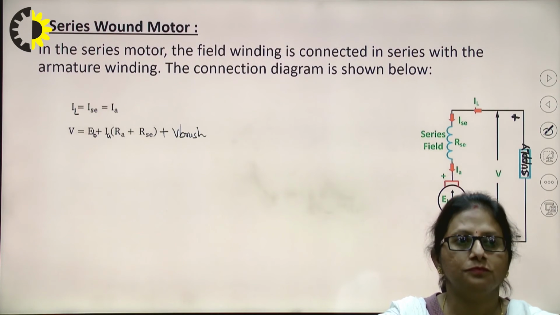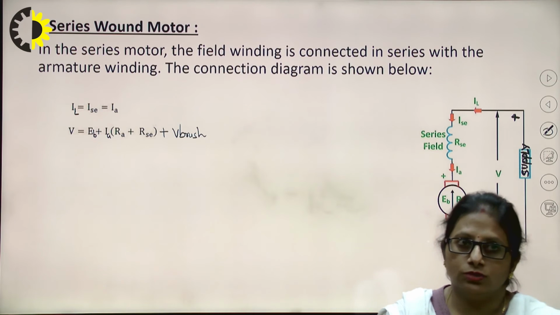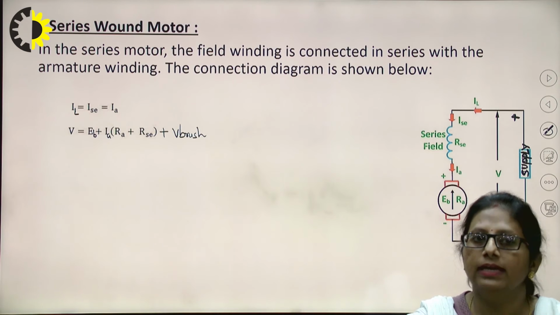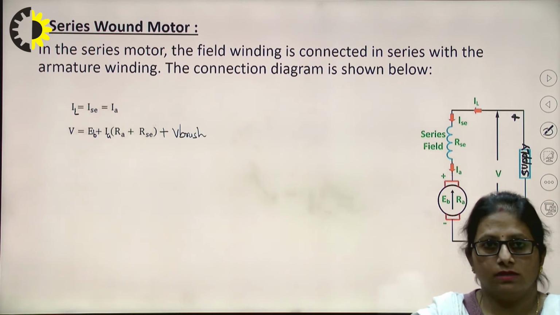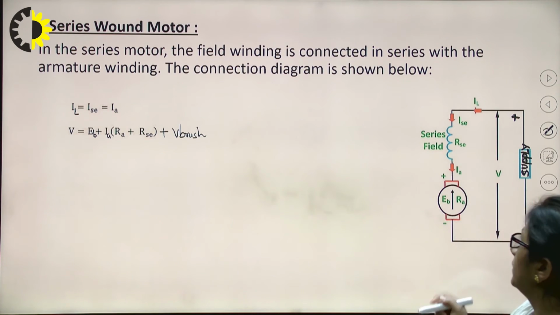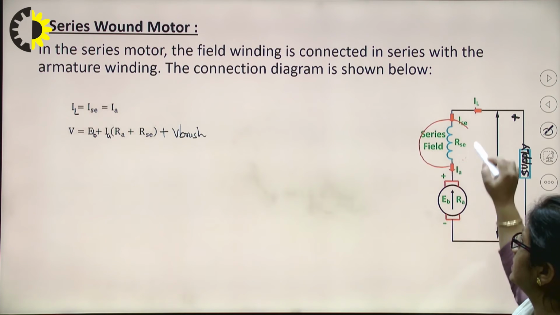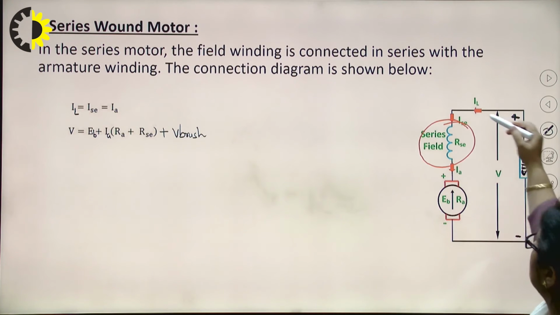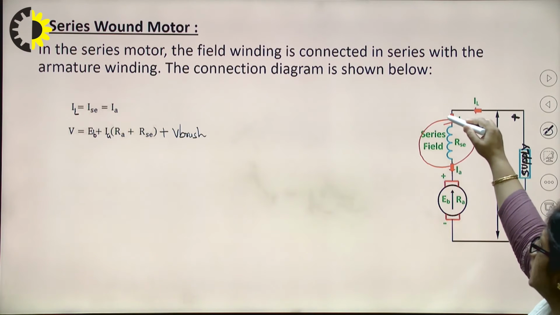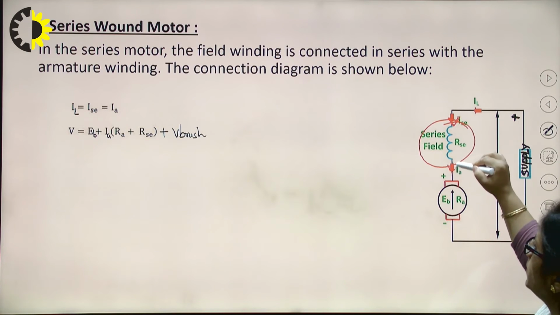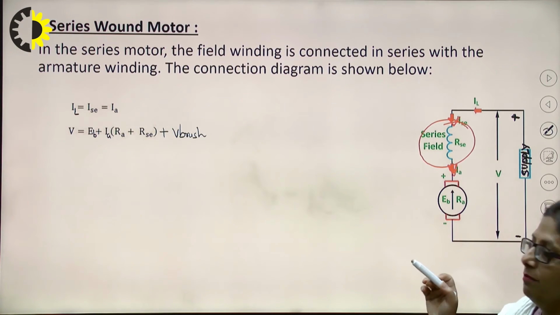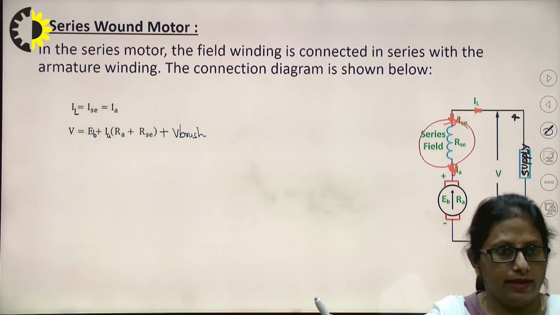Now for a series wound motor, right? In this motor, the field winding is connected in series with the armature winding. The connection diagram is shown over here. In this case, obviously, the winding is connected in series with the armature, right? This is the supply being given. In this case, this is the line current, the ISC, the series field winding current, and the armature current. All the three are the same. I'm having the same loop, right? So all of the three are the same. IL is equal to ISC is equal to IA.